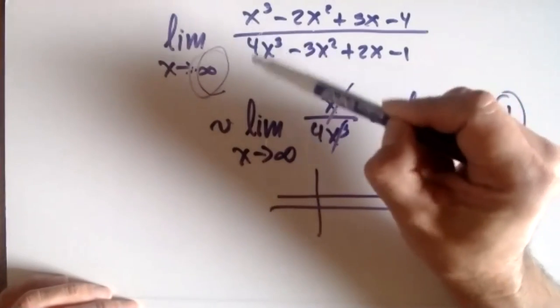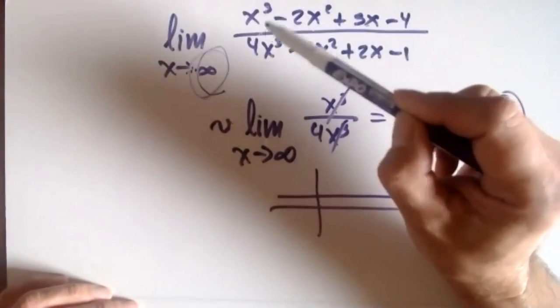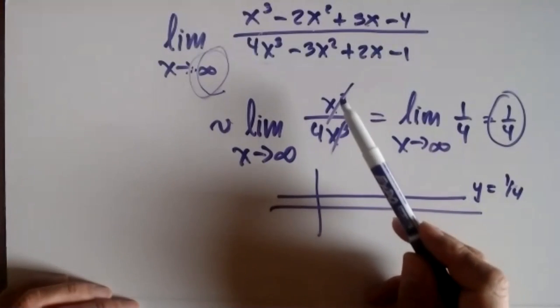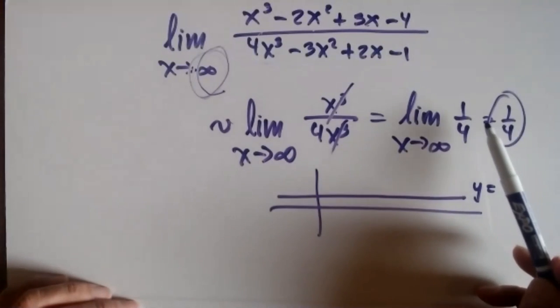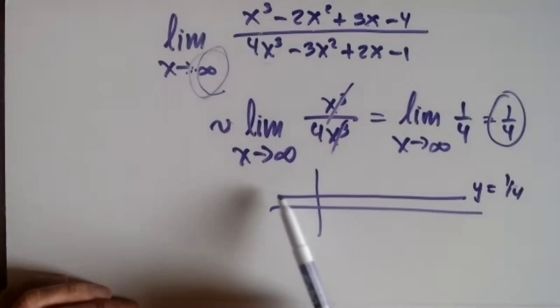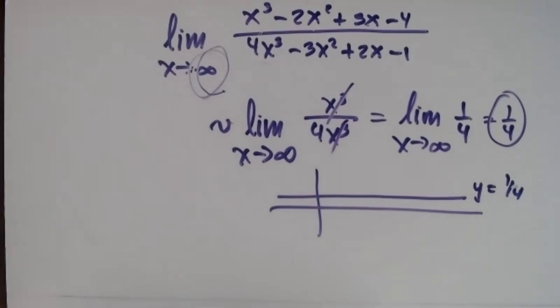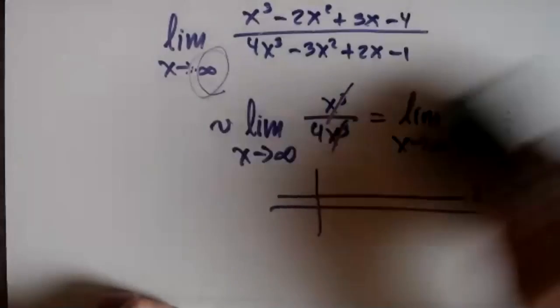So these two are the ones that are going to determine the behavior. So just put them by themselves. You cancel the x's, and then you get a constant. Well, the limit at infinity of the constant is the constant because this is a horizontal line. The horizontal is always horizontal. Okie dokie? Yep. You want another problem like this?